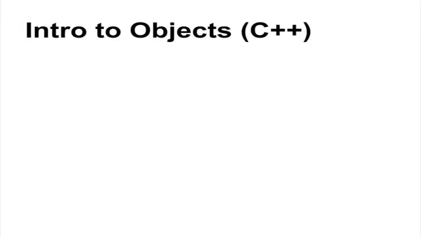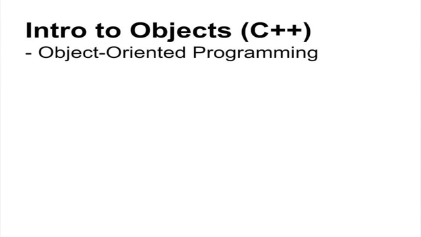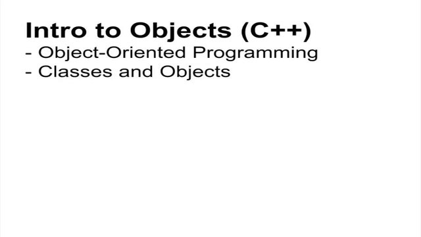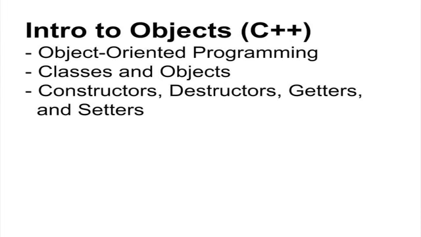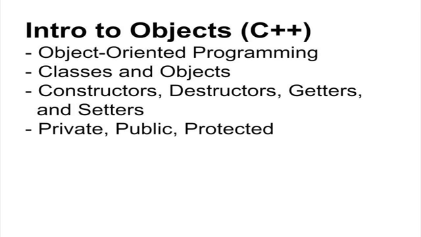In this tutorial, we will be taking an introductory look at object-oriented programming in C++. Here we will look at classes and objects and their various components. We will look at the basic types of class operations, such as constructors, destructors, setters, and getters. Finally, we will look at the key words private, public, and protected.